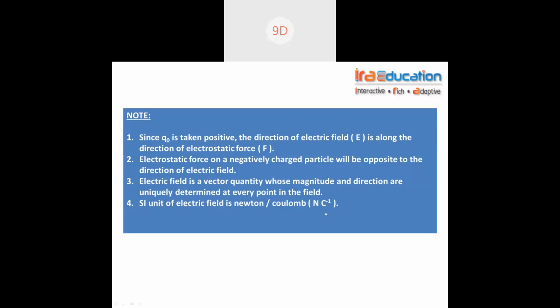See the unit over here, Newton per coulomb. It's a vector quantity. What is the meaning of this direction? Magnitude and direction are uniquely determined at every point. Uniquely determined at every point means simple. At every point, it is the respective tangent at that point. So suppose this is a positive charge, like this the field is going, means over here it's like this, over here it's like this, over here it's like the tangent. Okay.